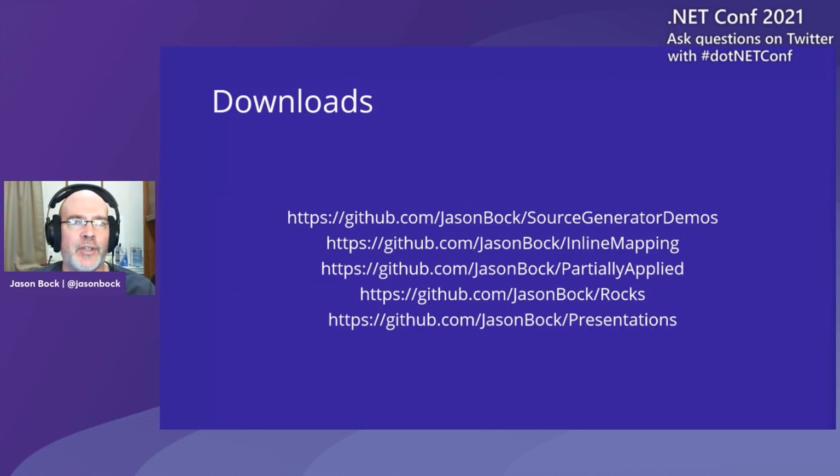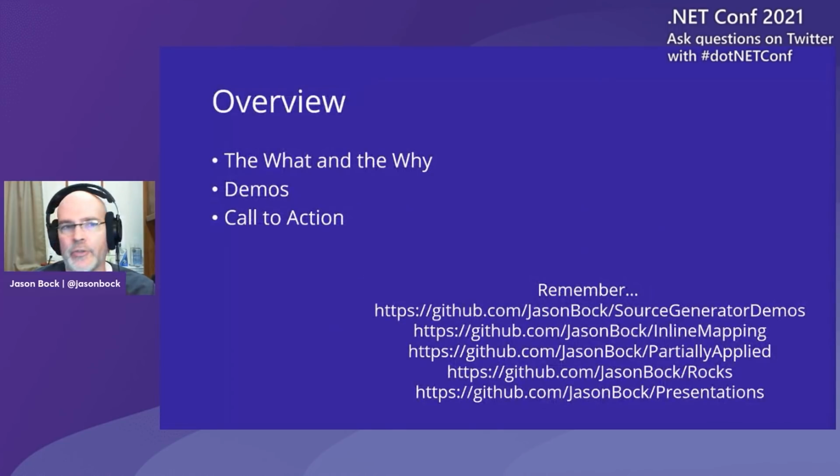So this is an abridged version of a talk that I usually do that's much longer. So I'm not going to be going through all of the demos here, but just in case you want to take a look at all of them, you can go to any of these repositories here and check out the code. So I'm going to spend a little bit of time on the what and the why of source generators. Then I'm going to go through one of the demos and show you how to do object mapping with the source generator. And then I'll end with a call to action.